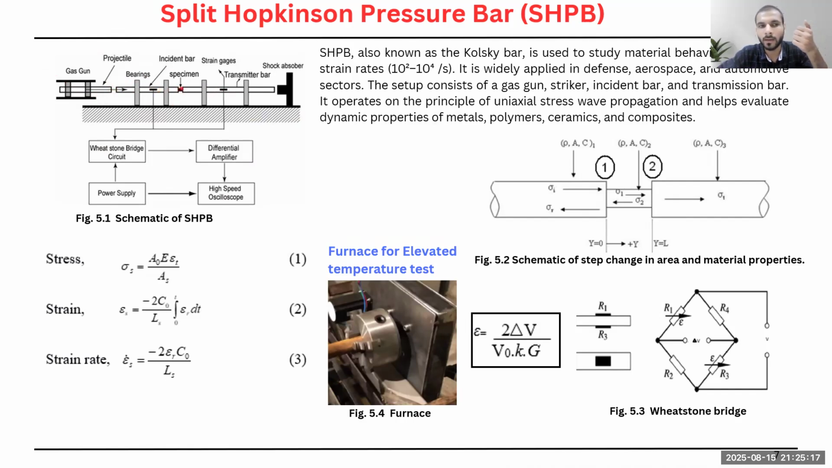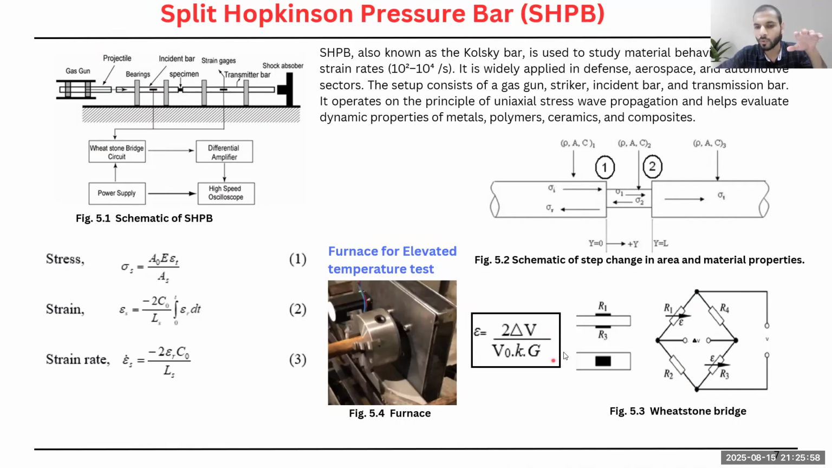And here you can observe at this end of the incident bar and the transmitted bar, there are two strain gauges which are connected in a half opposite arm Wheatstone bridge setup. The half opposite arm Wheatstone bridge setup is used to reduce the effect of bending. Bending creates additional strain and it will affect our final result, which you don't want. So here you can see this is the Wheatstone bridge. It reduces the effect of bending.